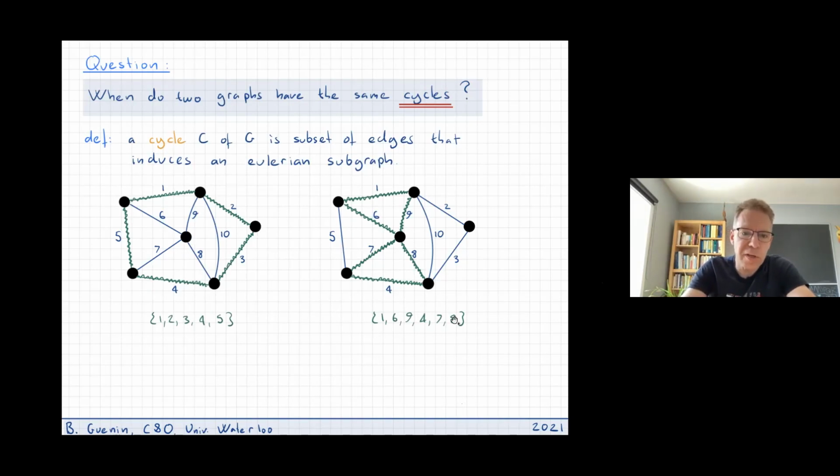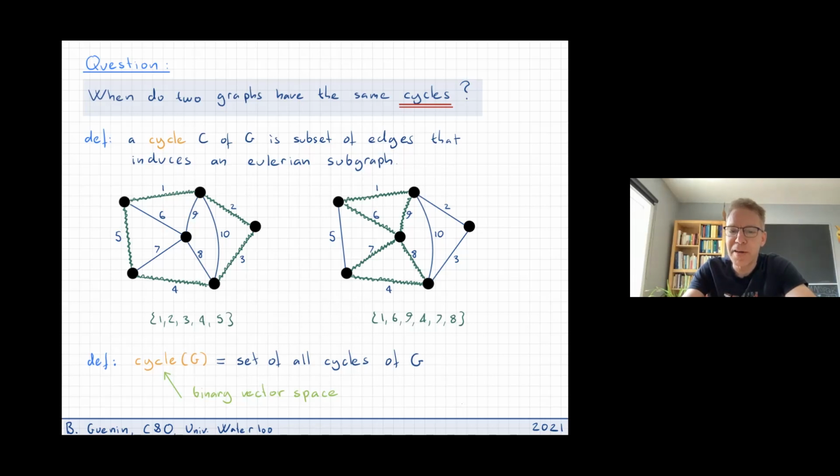I've given two examples here. On the left, the wiggly edges correspond to the set 1, 2, 3, 4, 5. If I look at the graph induced by those edges, they would have degree 2. And if I look at this set on the right, the graph induced by the wiggly edges would have degree 2 or 4. So those are two examples of cycles. The set of all cycles of a graph G, which I'll denote by cycle G, is just a binary vector space. My apologies to matroid theorists, the entire talk is going to be in the language of graphs.